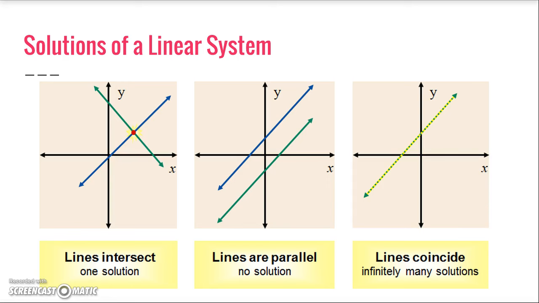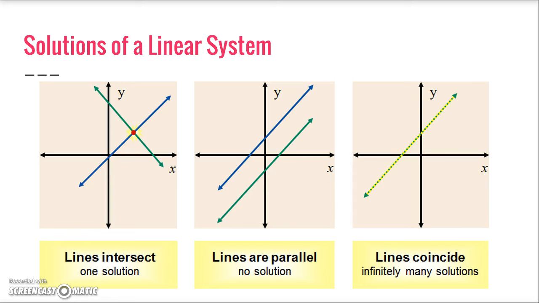The second solution is that there's going to be no solution. That's when the lines are parallel. You know this because there's not going to be any point where the lines intersect. So if their slope's the same, what's going to be our answer? No solution.